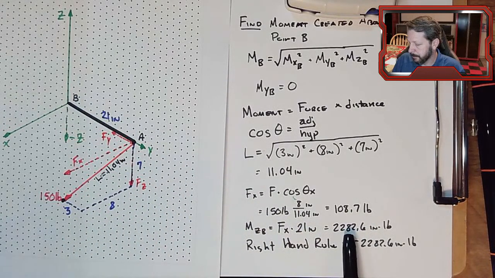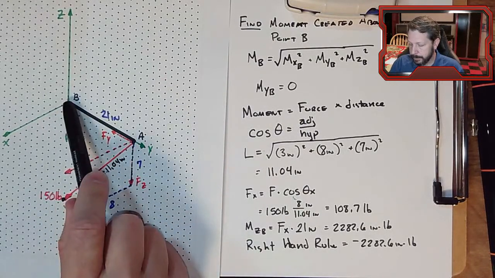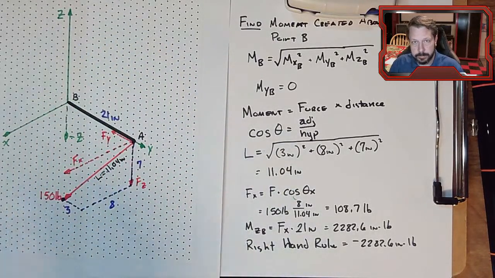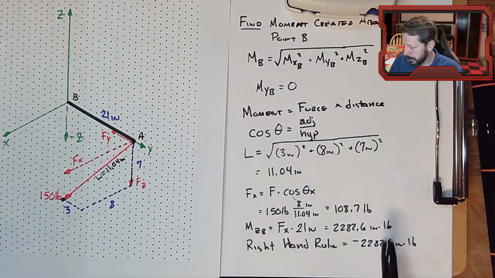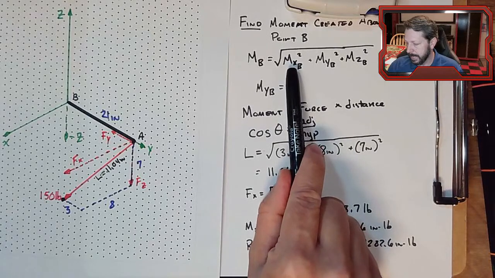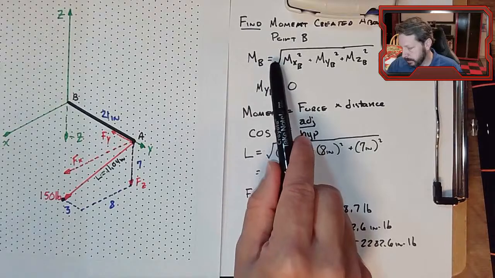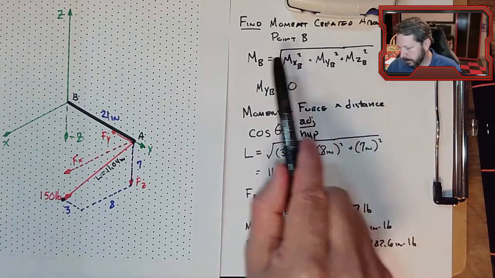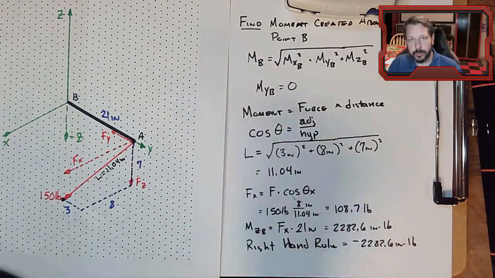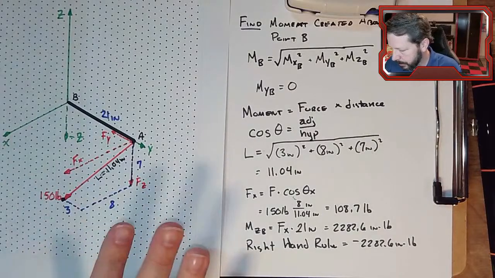And we get a slightly different number here. Then the moment that this force creates about point B as a total combined moment, we would plug in this number here, 0 here, and whatever we calculate for the x, which will be similar to this number here, square them all, sum them all, take the square root, and that'll be the total moment created about point B in three-dimensional space. So I just wanted to go over that to get started.